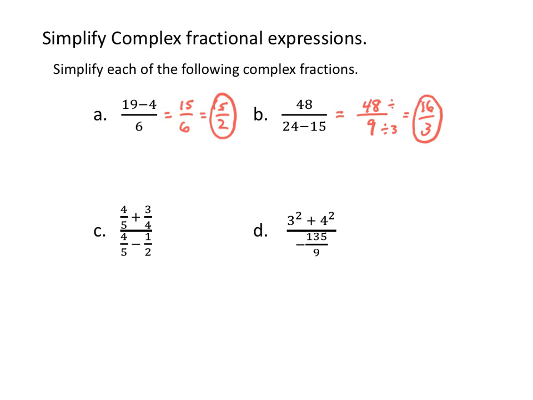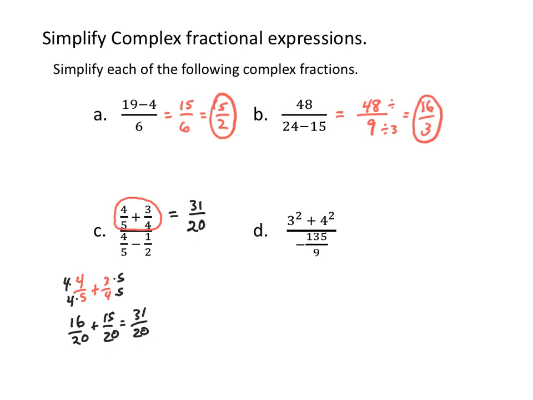Now on C, we have 2 math problems and then a third math problem. First math problem is the numerator. So I'm going to go down here and I'm going to add 4/5 plus 3/4. I need a common denominator, so I'm going to multiply this by 4 over 4 and this by 5 over 5. So that's going to be 16 over 20 plus 15 over 20. So that's 31 over 20. So my numerator is 31 over 20.